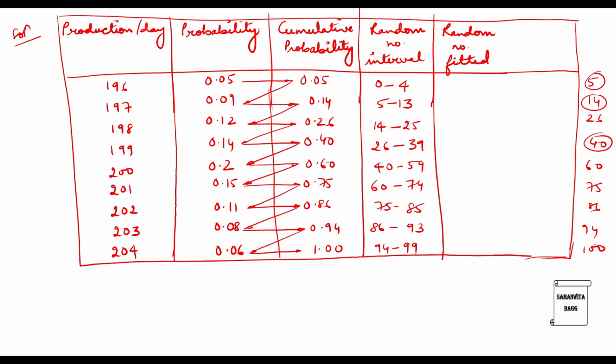Now we will try fitting the random numbers that are given to us. The first random number given is 82. So 82 will fit over here. So I will write down 82. Then we have 89 that will be fitting here. Then we have 78 which fits here. 24 will fit here. 53 fits here. 61 will be here. 18 fits here.